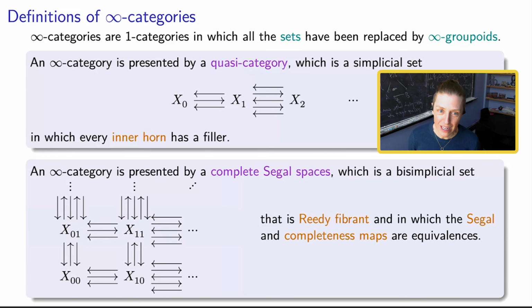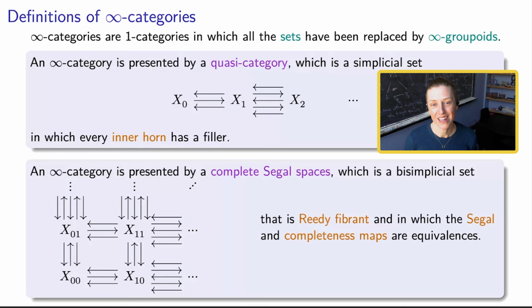Great. So one way to express the idea of an infinity category as a one category where all the sets are replaced by infinity groupoids is to say an infinity category is something called a quasi-category. What's a quasi-category? It's a simplicial set. What's a simplicial set? That is given by the data of sets X0, X1, X2, X3, X4, up to infinity, with a whole bunch of maps between them that all have special names, which I haven't indicated, and satisfy certain composition relations, which I also have not indicated.